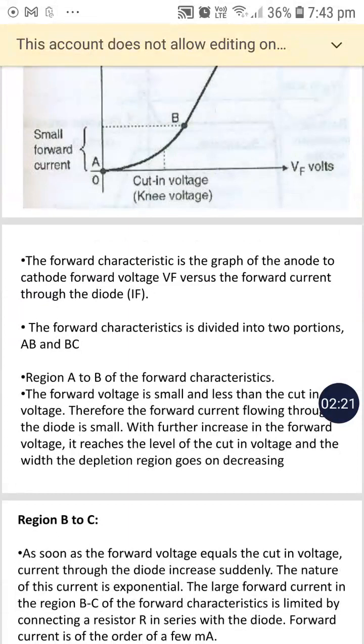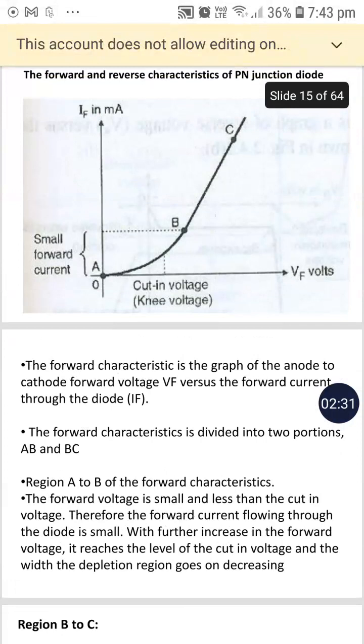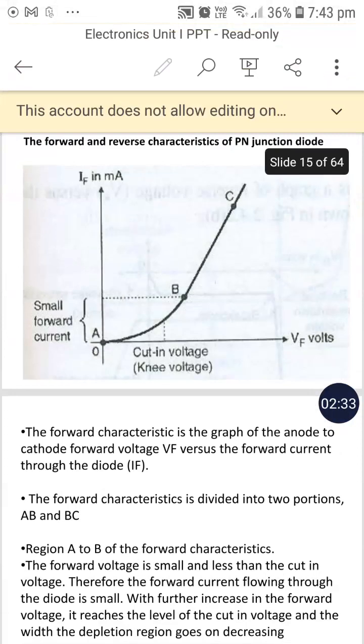Let us gradually increase the voltage in small steps of about 0.1 volt and record the corresponding values of diode current. Now if we plot the graph with voltage across the diode along the horizontal axis and diode current along the vertical axis, we shall obtain a curve like OAB. The curve OAB is called the forward characteristics of the silicon PN junction diode.